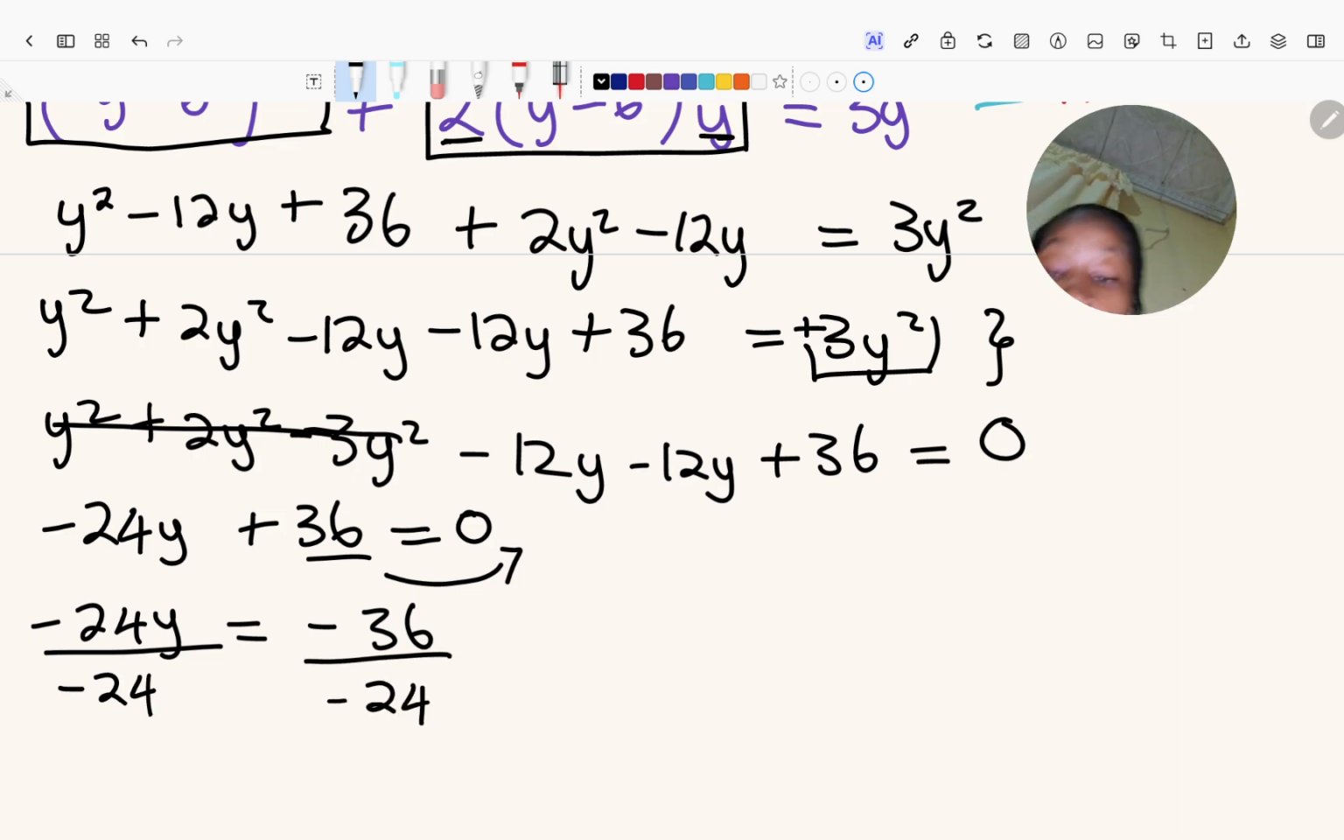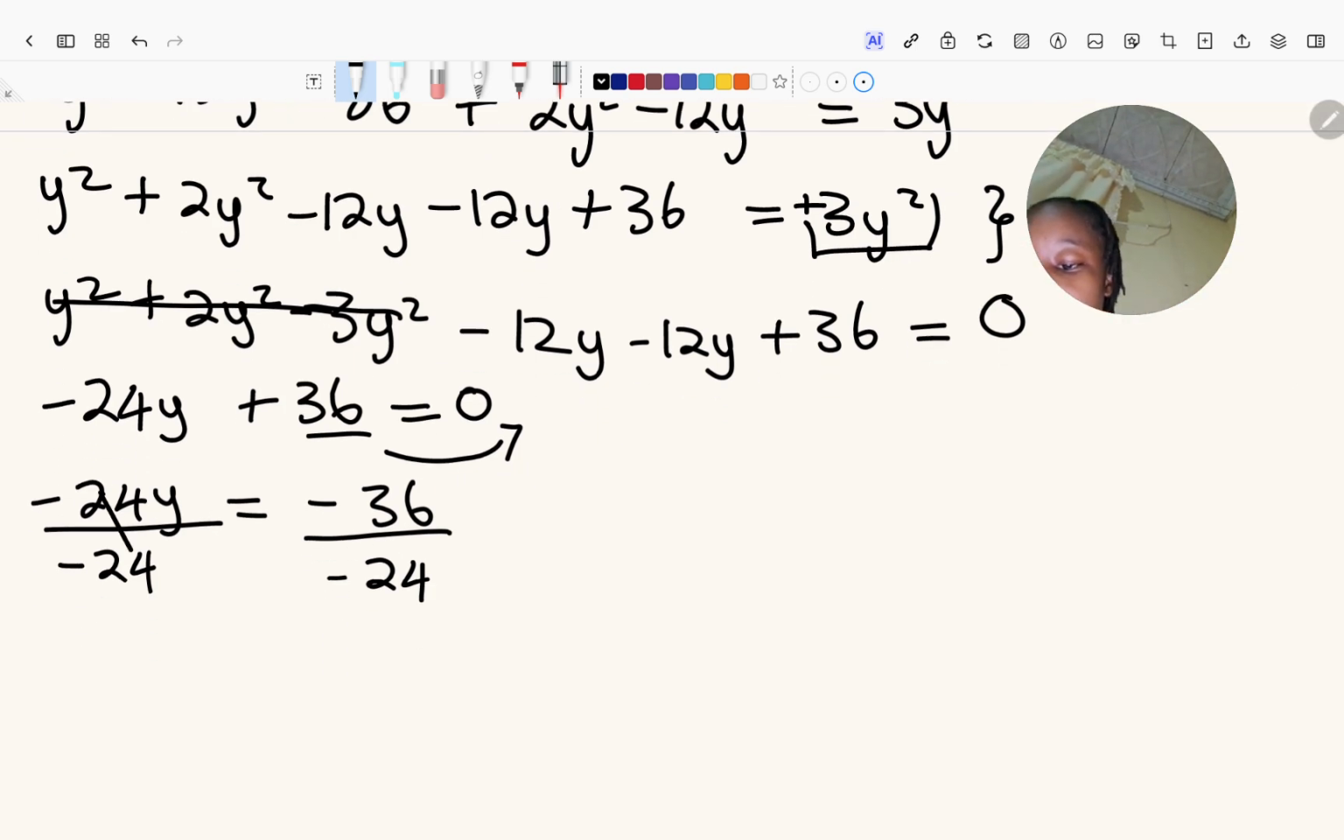Remember, in maths, when we are dealing with equations, what we do on the left hand side, we also do on the right hand side. So that means that they're going to die together. y equals, and I'm going to use my calculator. It's going to be negative 36 divided by negative 24, and then the answer is 3/2. So my y is equals to 3/2.